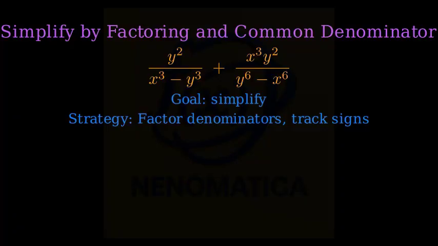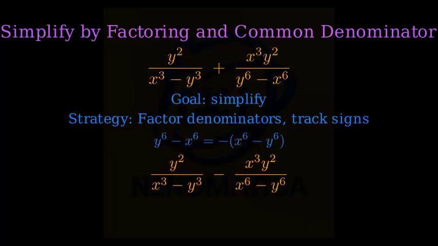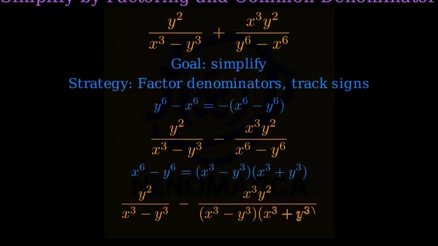Notice the second denominator is y to the sixth minus x to the sixth, which is the negative of x to the sixth minus y to the sixth. That sign flip will turn the plus into a minus for that fraction. Next, factor x to the sixth minus y to the sixth as left parenthesis x cubed minus y cubed right parenthesis times left parenthesis x cubed plus y cubed right parenthesis. We'll substitute that into the denominator.